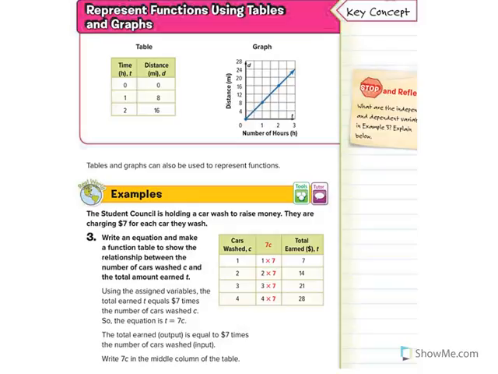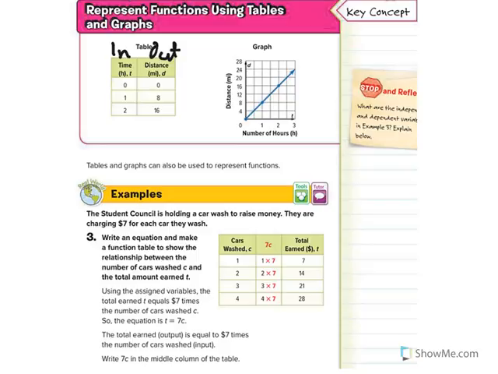You can also use tables and graphs to represent functions, and this is similar to what we saw in lesson 1 of this chapter, using an input and an output table. So if you look at the key concept box up here, the time and the distance is basically your input and your output, or your x and your y. So if you have 0 hours, the total distance traveled is 0 miles. If you travel 1 hour, the total distance is 8 miles, and so on and so forth.